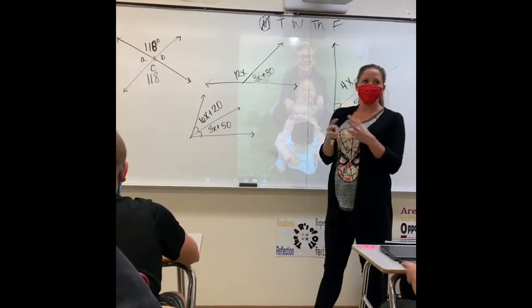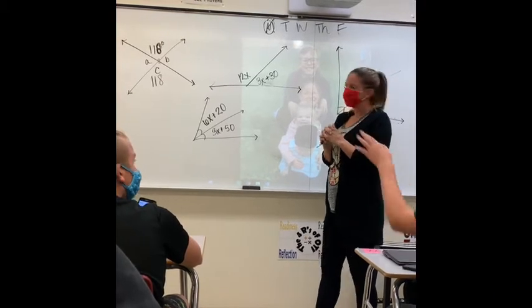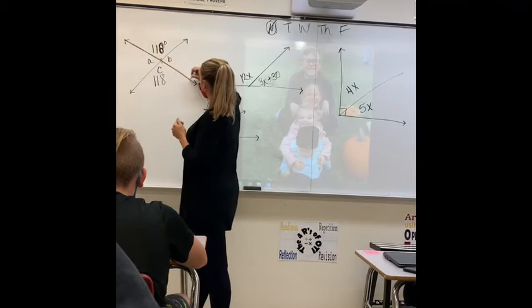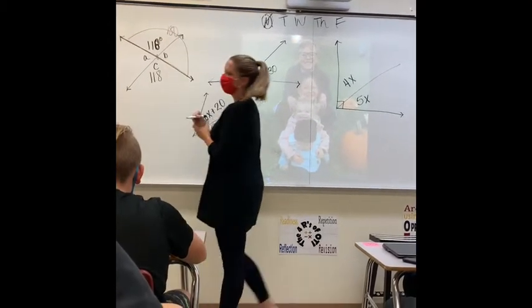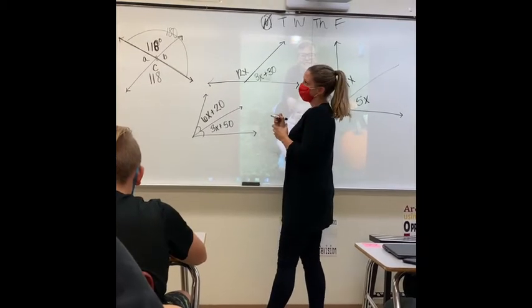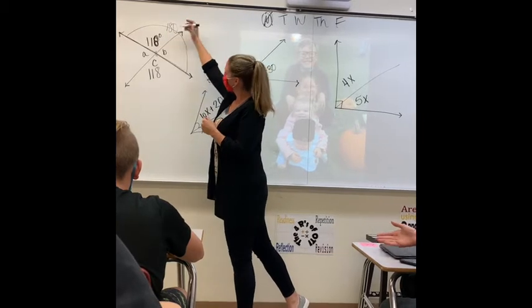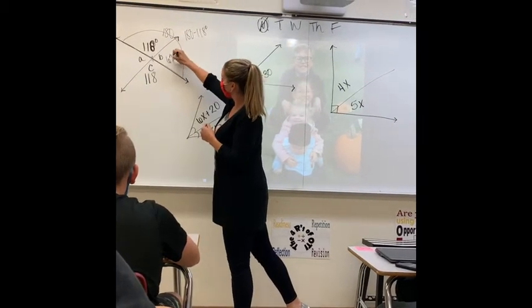Now I have to find A or B. It's going to be 62. How'd you get it? Because the straight line should be 180 minus 118, which gets us 62. This straight line is formed by these two angles, so this total is 180. 180 minus 118 is 62 degrees.